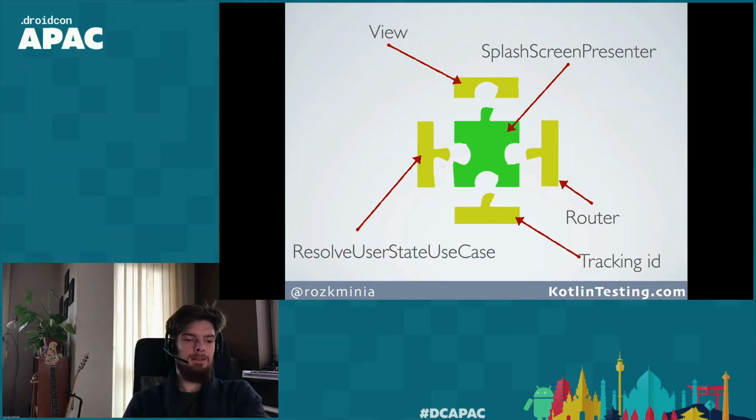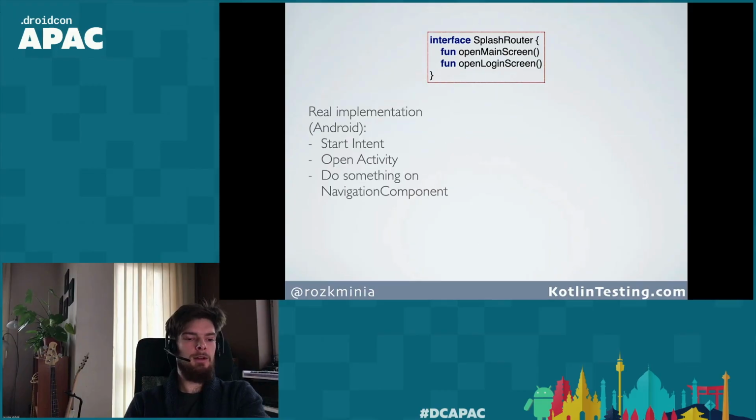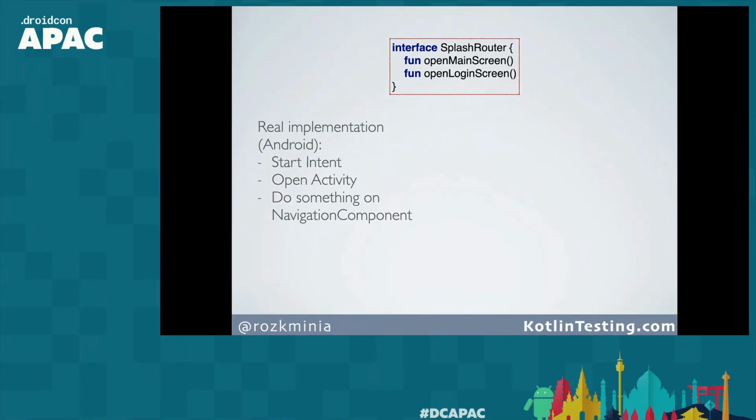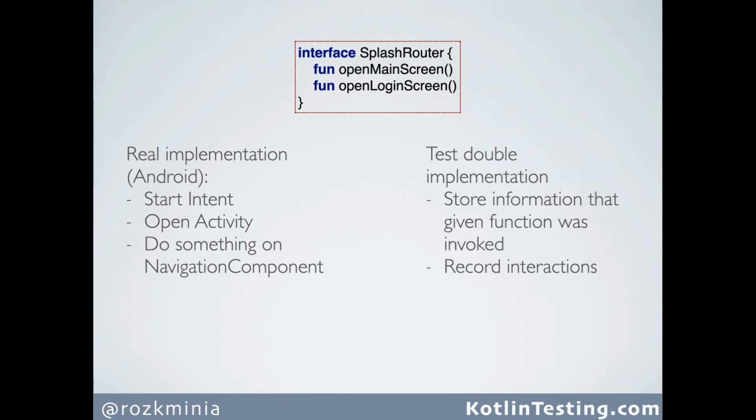Let's take care of the first dependency of the Splash screen presenter, the Splash router. A real implementation would start an activity, change something in the fragment manager, or trigger something in the navigation graph with the navigation component. And in the test double, we want to know if a given function was invoked, so we can perform an assertion on that.